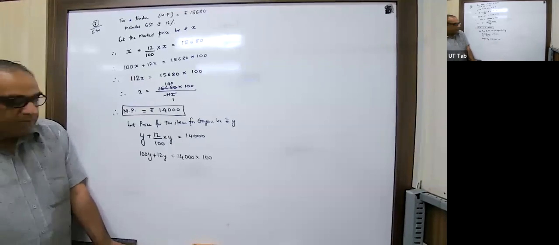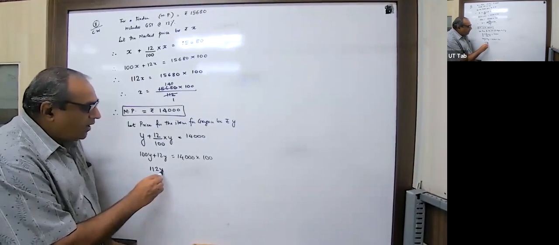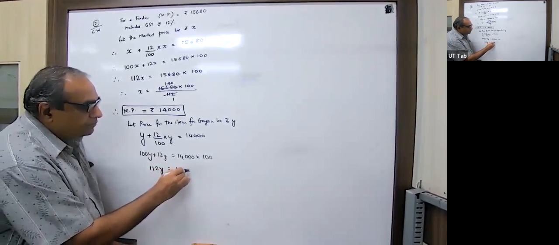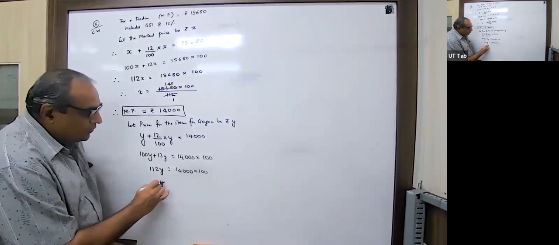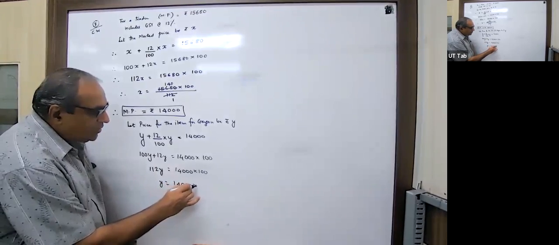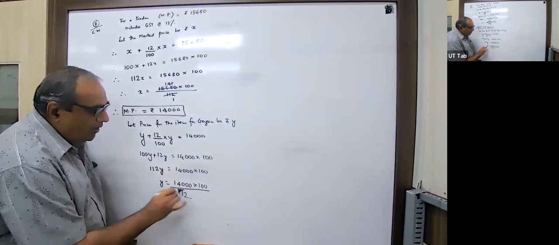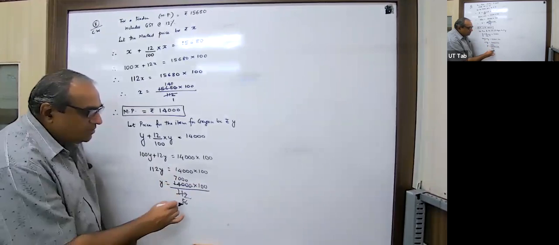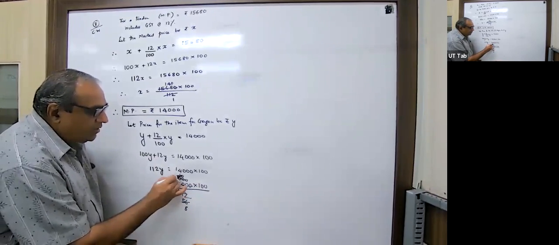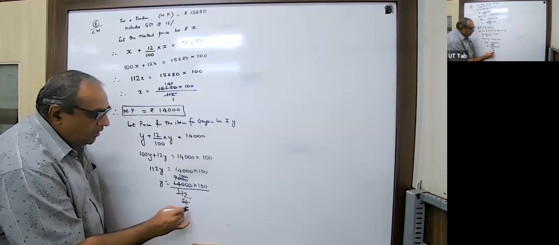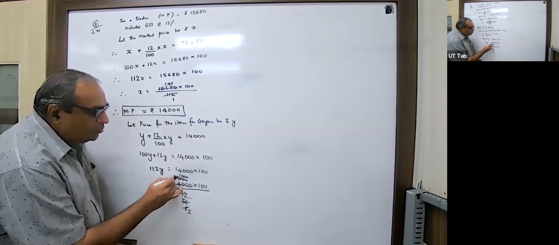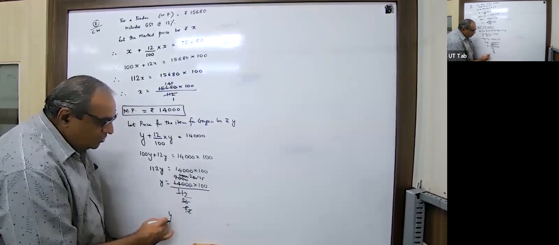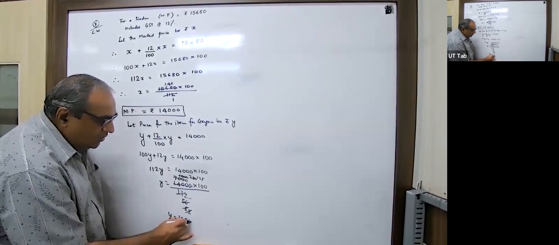Is this clear? Again 112Y is equal to 14,000 into 100, so Y is equal to 14,000 into 100 by 112. ये 7,000, ये 56, ये 8, ये 1,000, ये 4 का टेबल लगाया तो 2,250, 125. So Gagan के लिए 12,500.